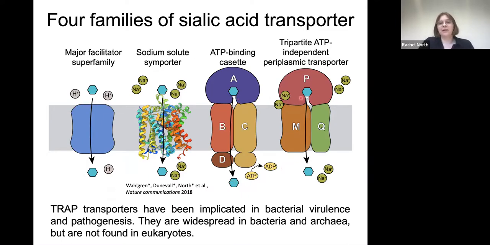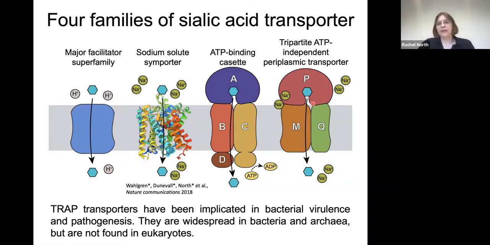And then lastly, there is the tripartite ATP-independent periplasmic transporter family, which I'll call TRAP transporters from now on throughout this talk, and this is the focus of this talk. Similar to ABC transporters, they also have this SiaP substrate binding protein to scavenge sialic acid and deliver it to the membrane component in a manner sort of analogous to the ABC transporters. But these transporters are not primary transporters, they're actually secondary transporters.